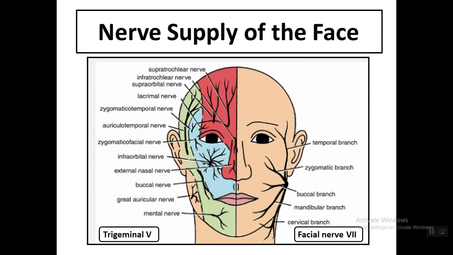The nerve supply of the face in general: we have the sensory nerve supply, which we will talk about now, through the trigeminal nerve, which is the fifth cranial nerve. Sensory supply gives general sensation to the face, meaning pain, temperature and touch. And we have motor supply to the muscles through the facial nerve, which is the seventh cranial nerve, through its branches to supply muscles of facial expression.